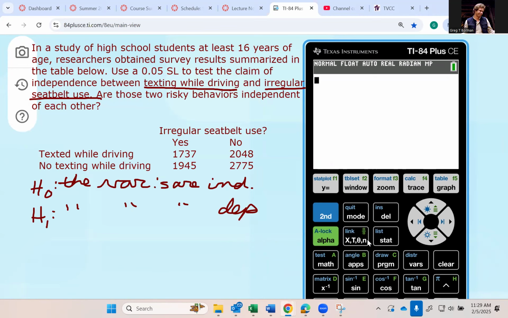Okay. And why doesn't that move over? Oh, well, whatever. Okay. So what we're going to do is go into the matrix. Notice it says matrix right here in blue. So we'll go blue matrix, and we'll go over to edit.